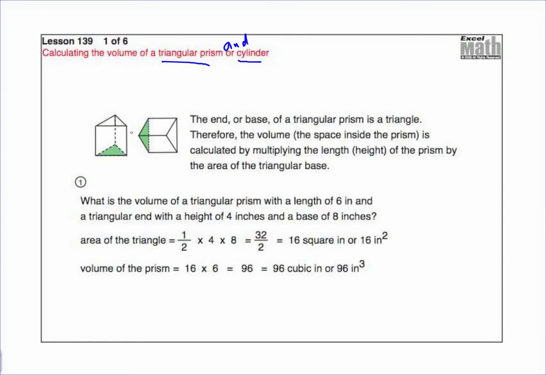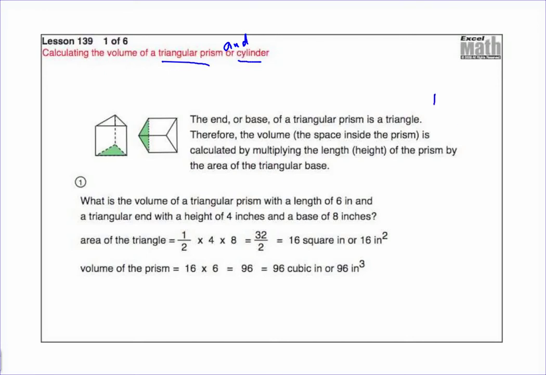All right, here's a triangular prism right here. You can see that it's a block that's in the shape of a triangle. The end or base of a triangular prism is a triangle. They colored it green here for you. Therefore, the volume, the space inside the prism, is calculated by multiplying the length, the height of the prism, by the area of the triangle base.